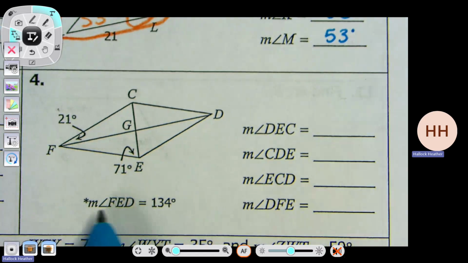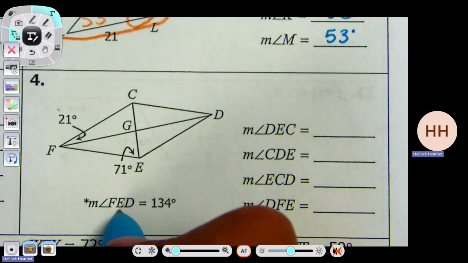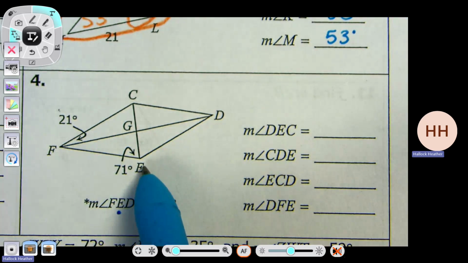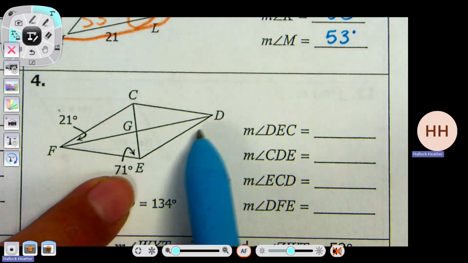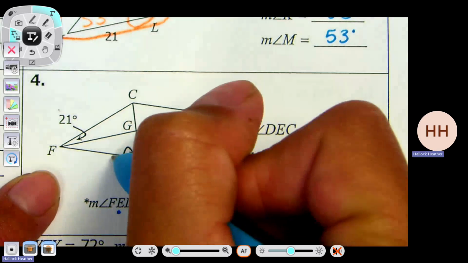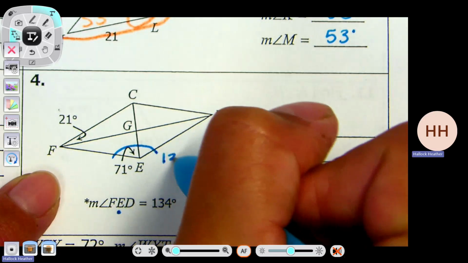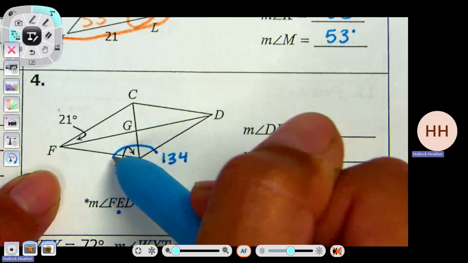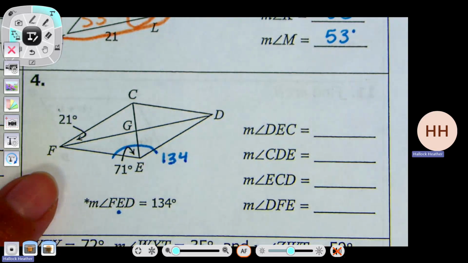So we're going to put this piece of information in our picture. It says the measure of FED is 134. So remember, it focuses on the middle, which is E, but it's talking about from F to E to D. So is that the whole thing or half of it? No. Whole. The whole thing is 134. So FED, the whole thing is 134.